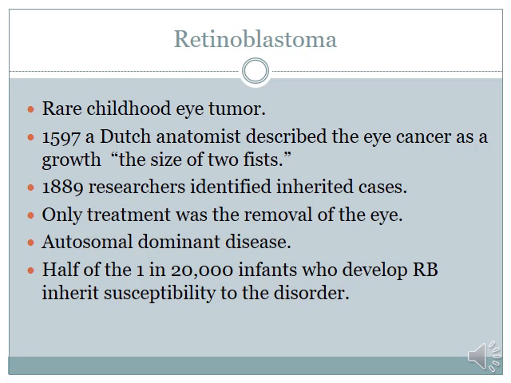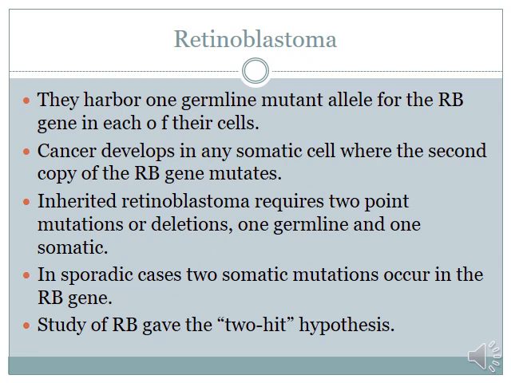It's an autosomal dominant disease, therefore there are new mutations. And half of the 1 in 20,000 infants who develop retinoblastoma inherit susceptibility to the disorder. After inheriting this susceptibility, they harbor one germline mutant allele for the retinoblastoma gene in each of their eyes. Cancer develops in any somatic cell where the second copy of the RB gene mutates.